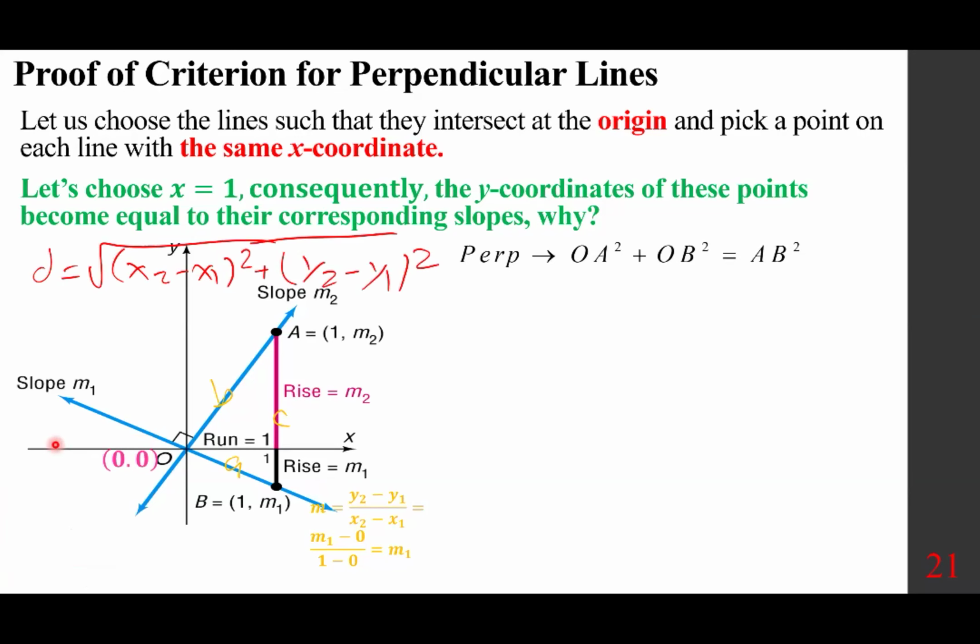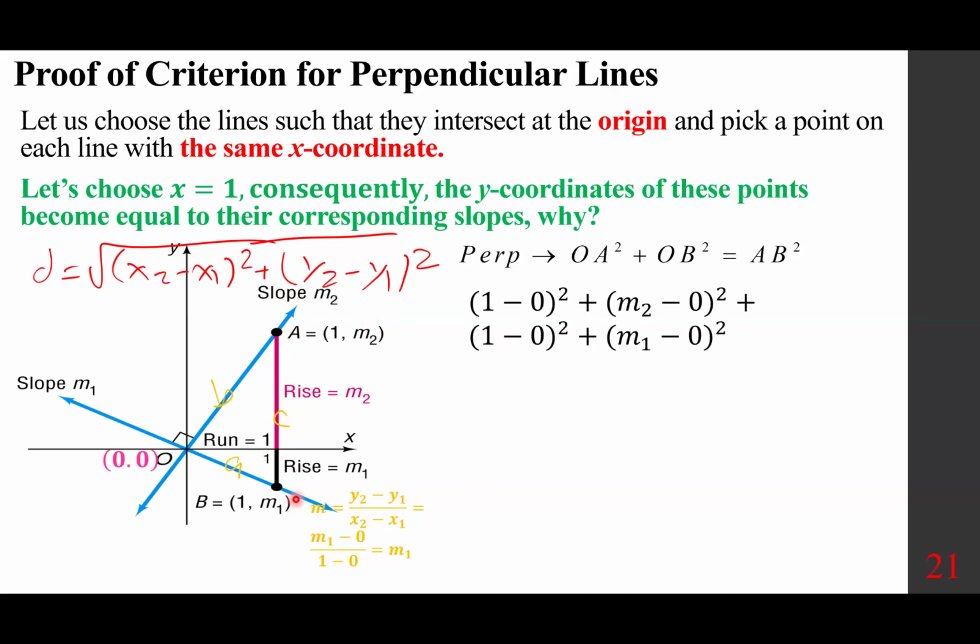Which means OA squared, if I want this one, (m sub 2 minus 0) quantity squared plus (1 minus 0) quantity squared. If I want OB, (1 minus 0) quantity squared plus (m sub 1 minus 0) quantity squared. If I want this distance AB, I have (1 minus 1) quantity squared plus (m sub 2 minus m sub 1) quantity squared. All of them under the square root, everybody.